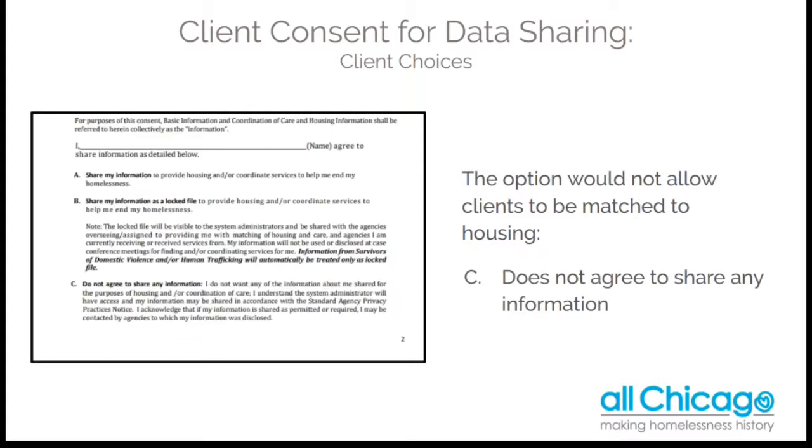The third option for data sharing, C, does not agree to share any information. Only the agency providing services can view the record, and All Chicago. By choosing C, the client is stating that they do not want to provide their information to other housing providers. If a client chooses C, they will not be matched to housing. So this is something to keep in mind when you're discussing these three options with the client. Oftentimes it's going to be in their best interest not to choose C, but again, it is their prerogative.